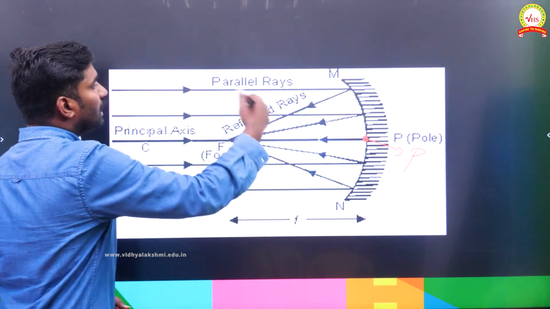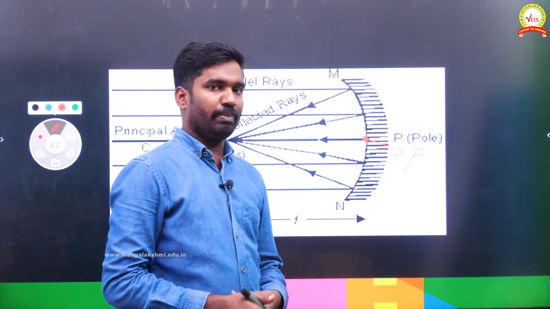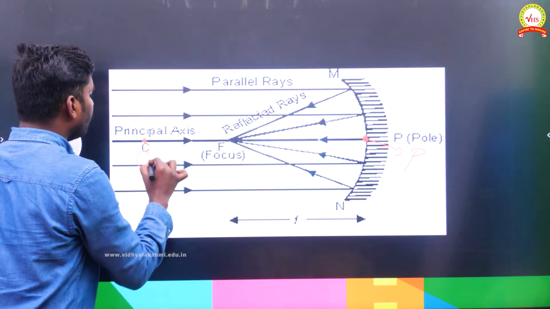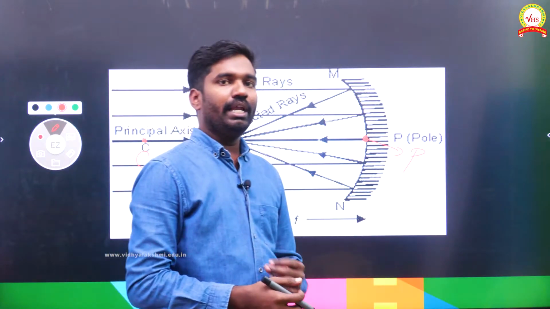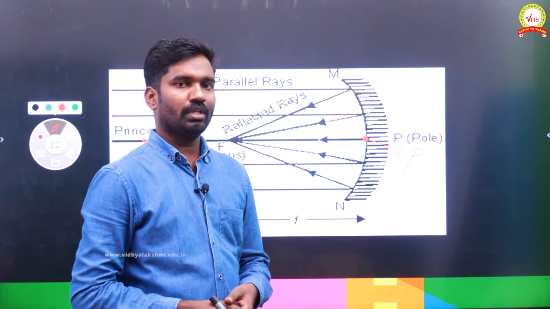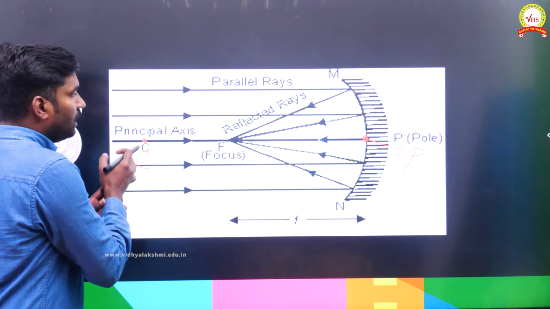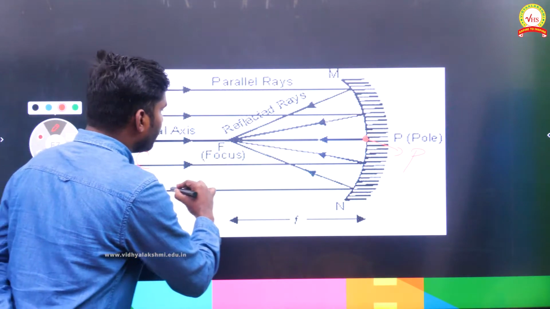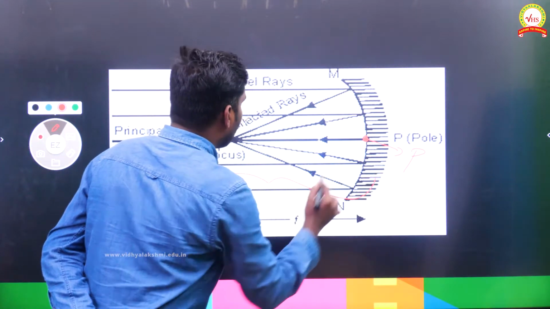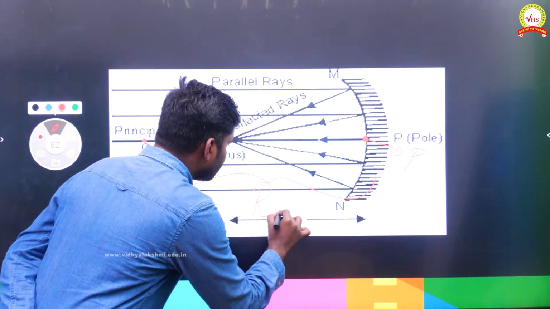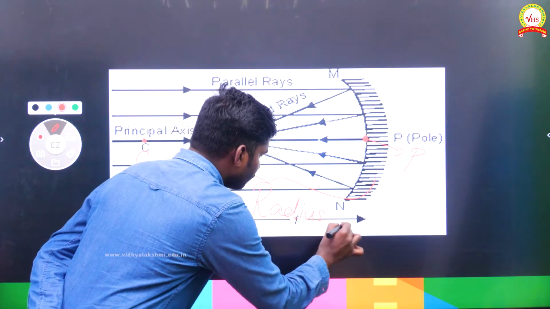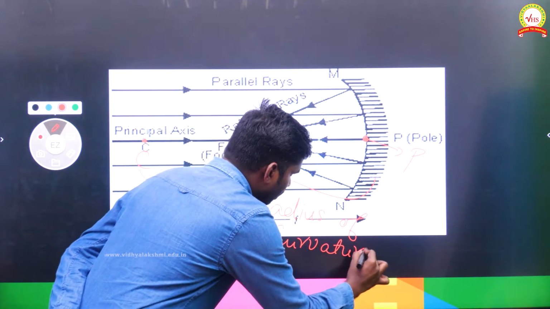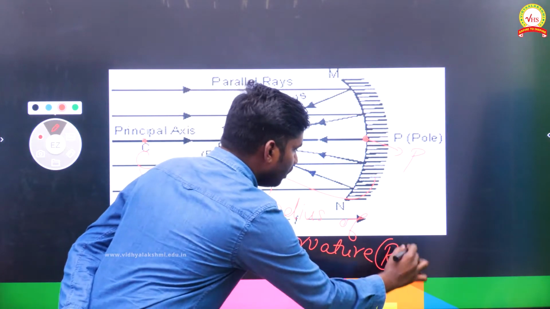And then we know that the mirror is obtained from a sphere. For that sphere, one center point will be there. That center point we will be calling the center of curvature, the center point of the sphere of which the mirror is just a part. Clear? And the next term is radius of curvature. The distance between the center of curvature and the pole is called the radius of curvature, capital R.